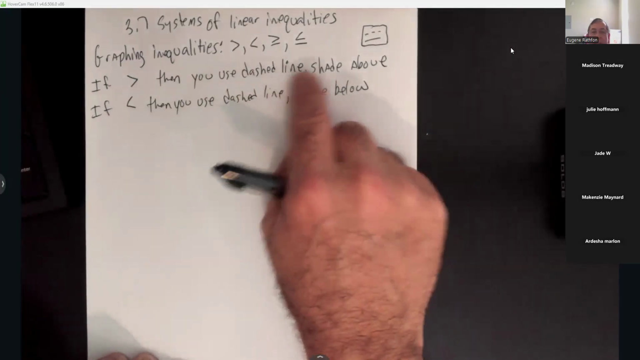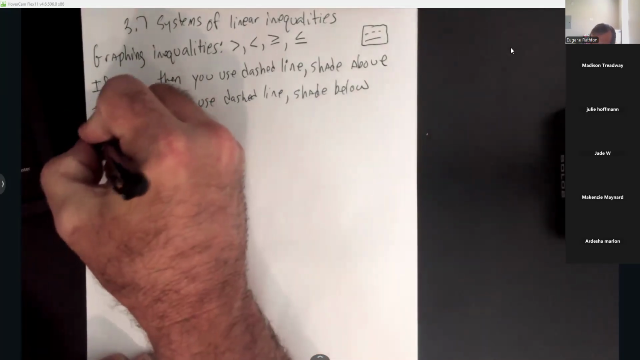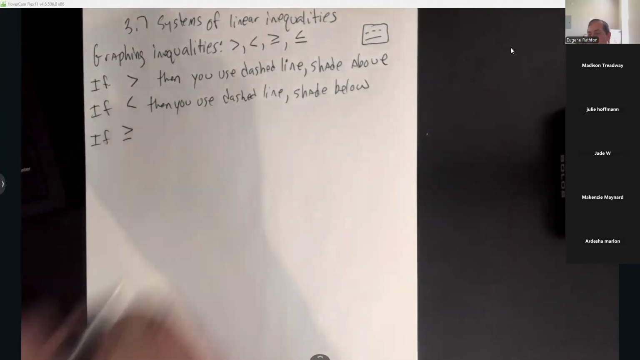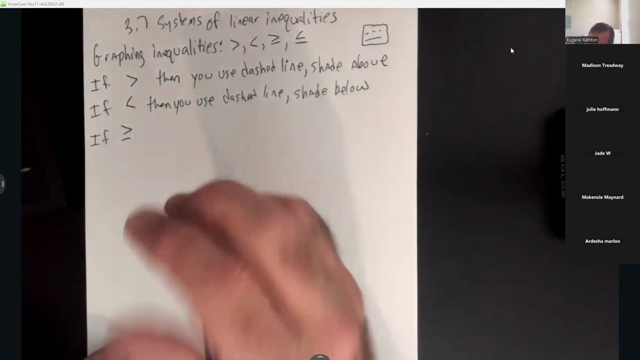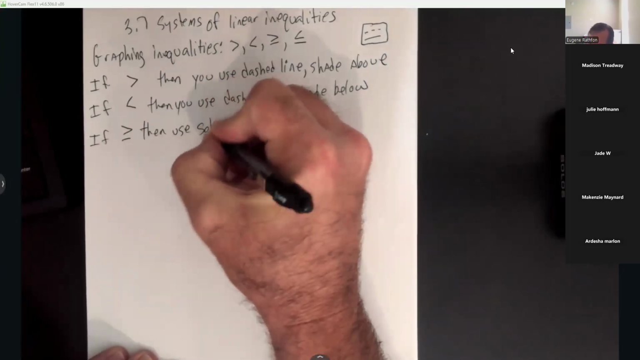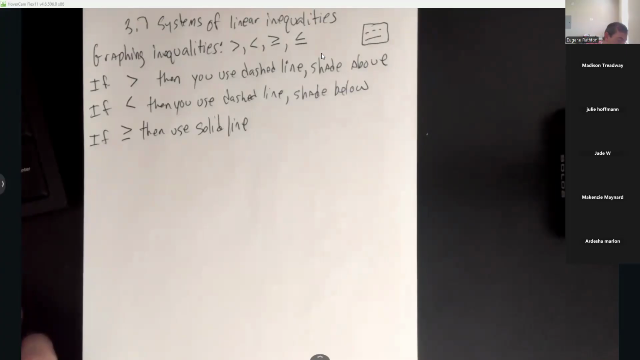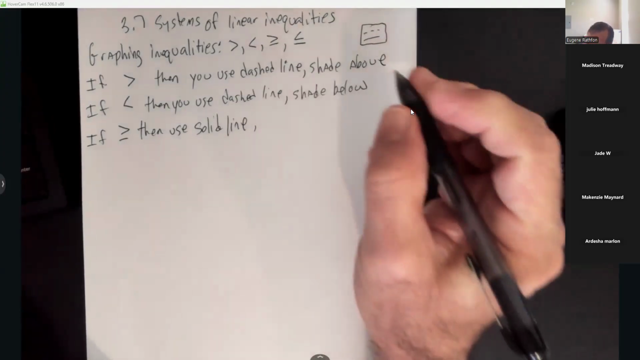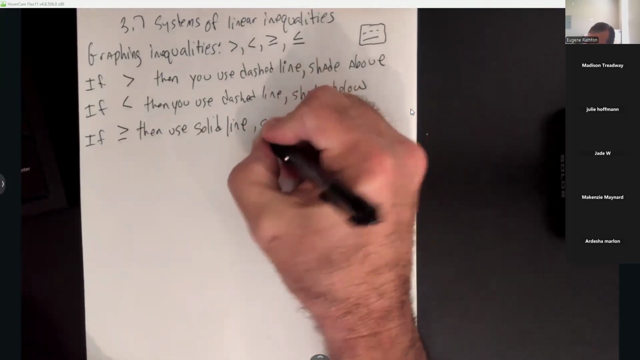So greater than, dashed line, shade above. Less than, dashed line, shade below. If it's greater than or equals, since it's got equals in it, any of the solutions on the line will be true. So then we use a solid line, and we're still going to shade above. So anything greater than is going to shade above.